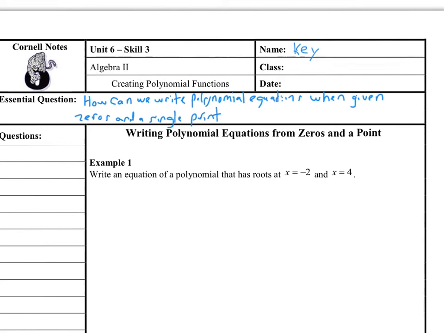Unit 6, Skill 3, creating polynomial functions. So the essential question: how can we write polynomial equations when given zeros and a single point? We're going to start off with a pretty simple example. Write an equation of a polynomial that has roots of x equals -2 and x equals 4.